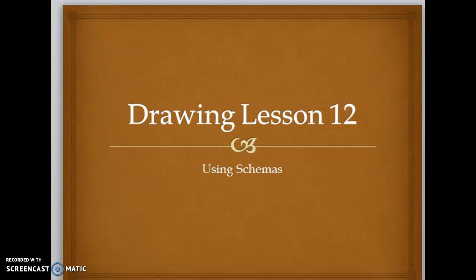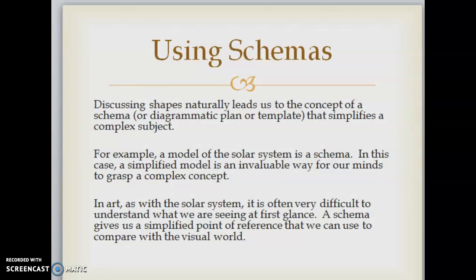This is drawing lesson 12, using schemas. Discussing shapes naturally leads us to the concept of a schema, or a diagrammatic plan or template that simplifies a complex subject. For example, a model of the solar system is a schema. In this case, a simplified model is an invaluable way for our minds to grasp a complex concept.